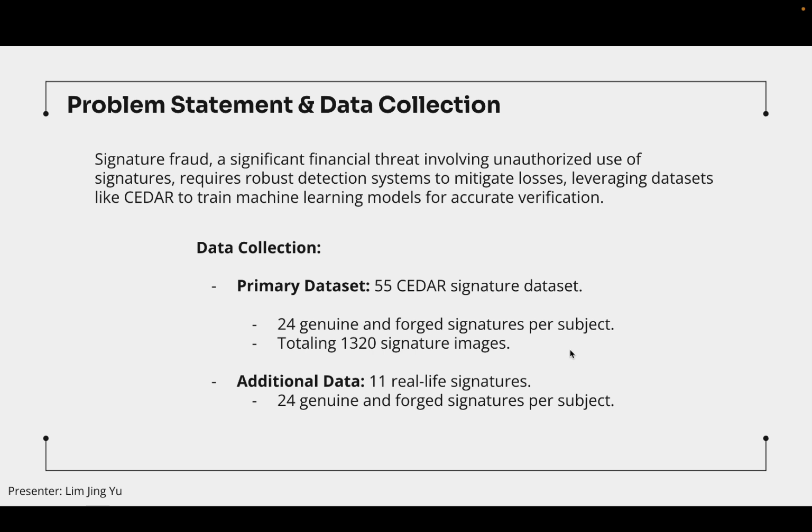Next, for the problem statement and data collection, signature fraud, a significant financial threat involving unauthorized use of signatures, requires a robust detection system to mitigate losses, leveraging datasets like SEDA to train machine learning models for accurate verification. For our data collection primary set, we use 55 SEDA signature datasets from Kaggle, 24 genuine and forged signatures per subject, totaling 1320 signature images. Additionally, we use 11 real-life signatures, 24 genuine and forged signatures per subject.